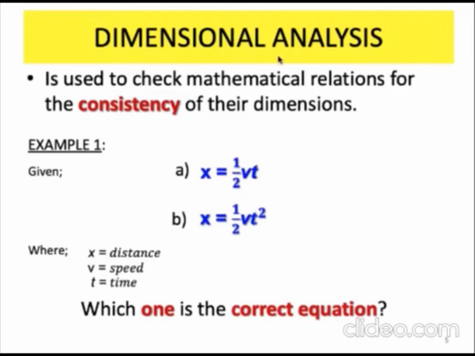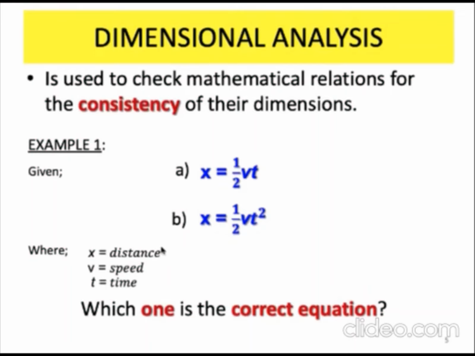Dimensional analysis is used to check mathematical relations for the consistency of their dimension. If we have one equation, we will check the mathematical relations in the equation. Either the dimension in the equation is consistent or not. Okay, we will look at example 1.